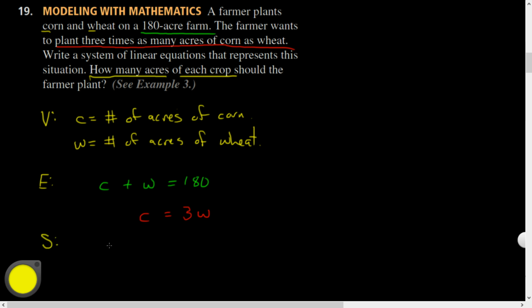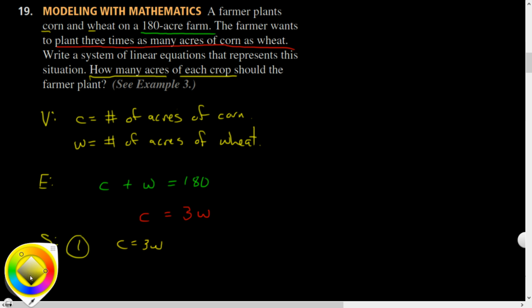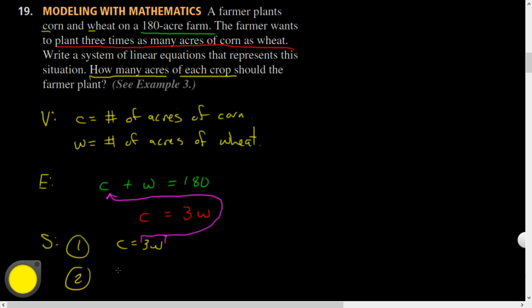So let's solve this system. Once I've combined my 2 clues to find my 2 unknowns, I can now solve. Let's solve using substitution perhaps. Looking at these 2 equations, which is the best place to target? This one, because this one's already solved for C. Isn't that great? So step 1 is done. C equals 3W. That's already solved for C. And then step 2, I'm going to substitute this in for C in the other equation. So I'll have 3W plus 1W is equal to 180.